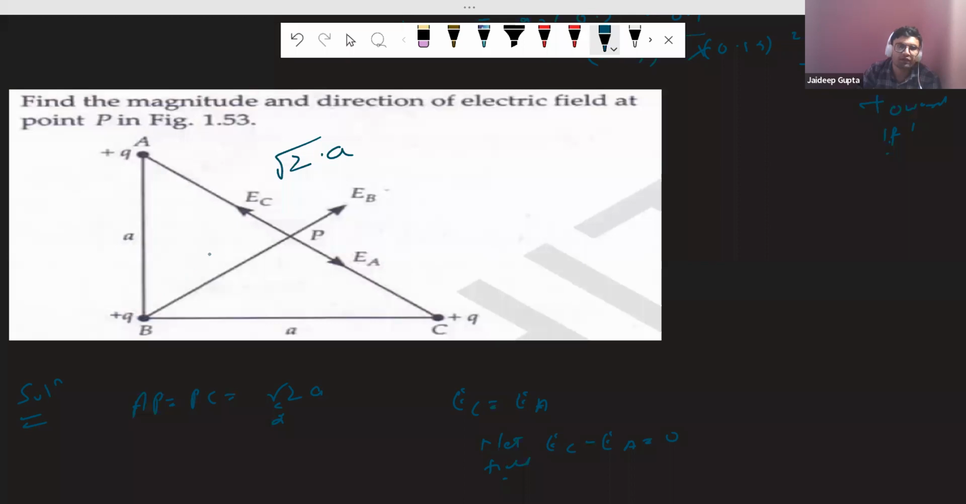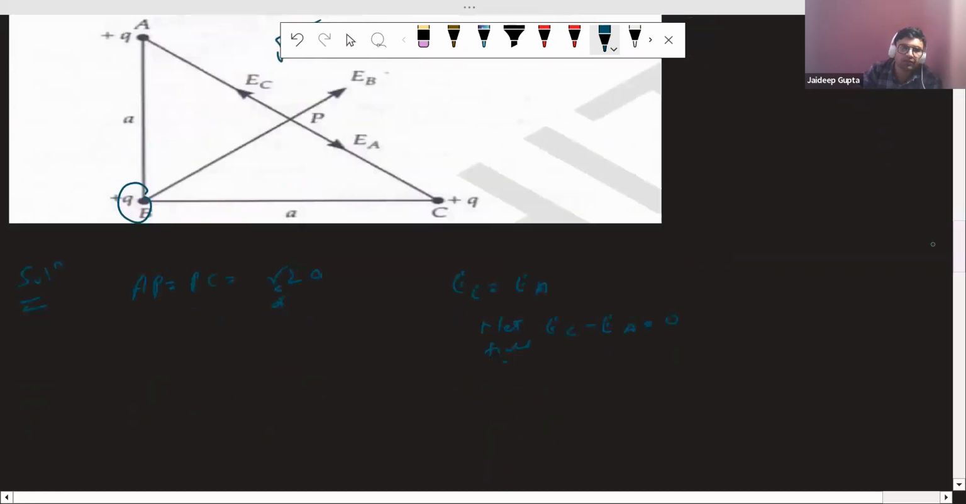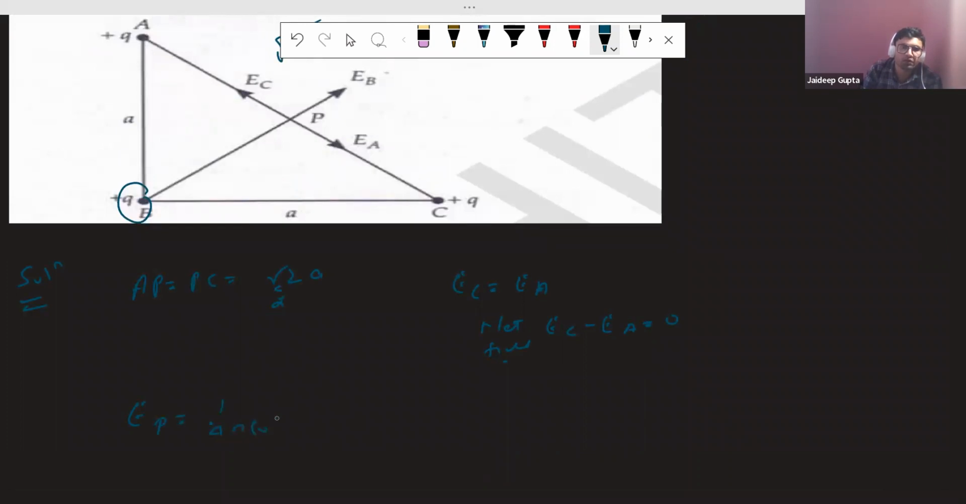Now we have to calculate the electric field at point P. Due to these two charges located at point A and at point C, the net electric field will come out to be 0. Now what we have to calculate is just the magnitude due to the charge at B at point P. At point P, the electric field is 1 over 4 pi epsilon Q over R square. So how to calculate R? If it is A, this is perpendicular. This is root 2 over 2A.